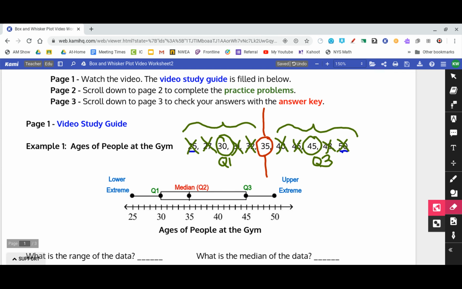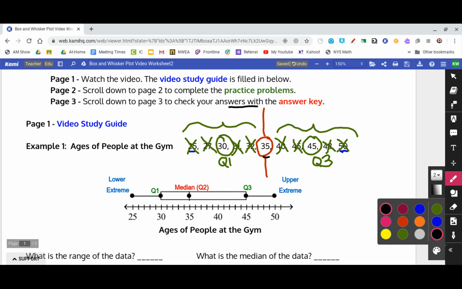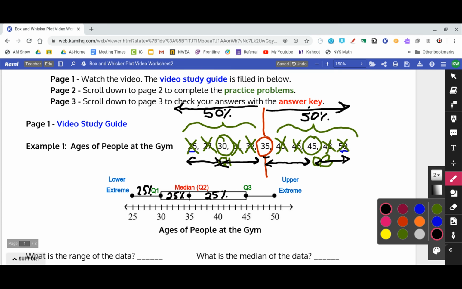The other thing you need to know about a box and whisker plot is that by finding the median of 35, I split the data in half, right? This is 50% of the data, and then this was 50% of the data. And then by finding the median of each part of the data, I really now have sections that are 25% of the data. So this whisker right here is 25% of the data. And this part of the box plot is 25% of the data. And this part of the box plot is 25% of the data. And this whisker is 25% of the data. And that makes up all of the data.